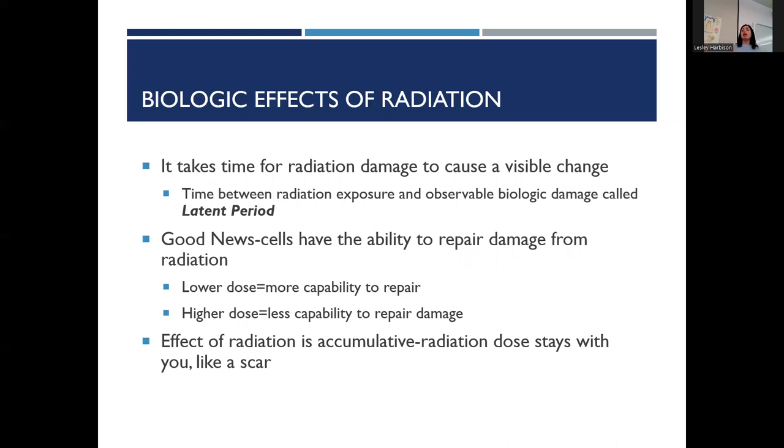So the time between radiation exposure and an observable biological change, something that you can actually see or diagnose or have symptoms, is called the latent period. So you get the radiation and then some time goes by, the latent period. And then if it did cause damage that causes some kind of an effect that you can see, that's the result.